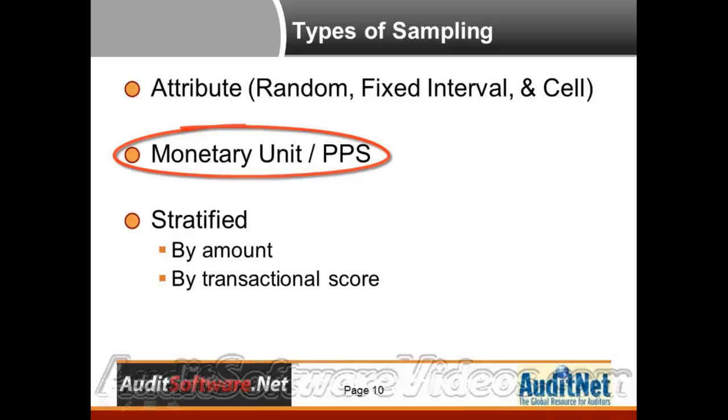So that's nice. And again, monetary unit, PPS sampling, we'll talk more about it, but essentially it's where the dollar unit is the unit in the sample. So the actual dollars in that case will be your unit that you're then working through. So a $1 million item has a million times more of a chance of being selected than a $1 item, and so on and so forth.